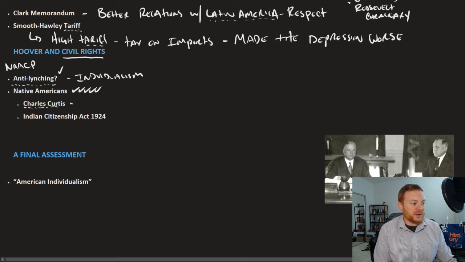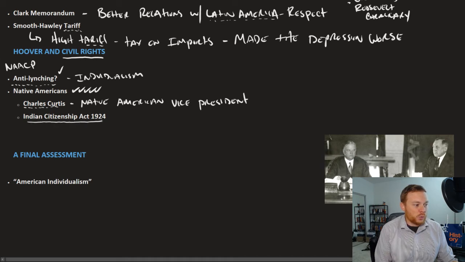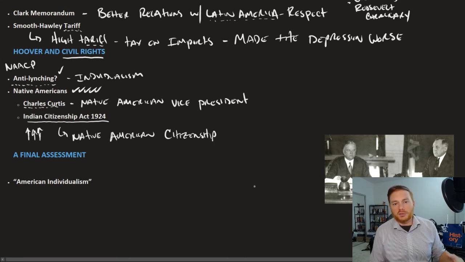Charles Curtis, who was his vice president, was Native American. He was the highest political position any Native American had ever held. That is the vice president. And in 1924, citizenship was extended to all Native Americans. So Native American citizenship. He also created the Indian Bureau of Affairs, which also assisted with problems that Native Americans faced in the country.